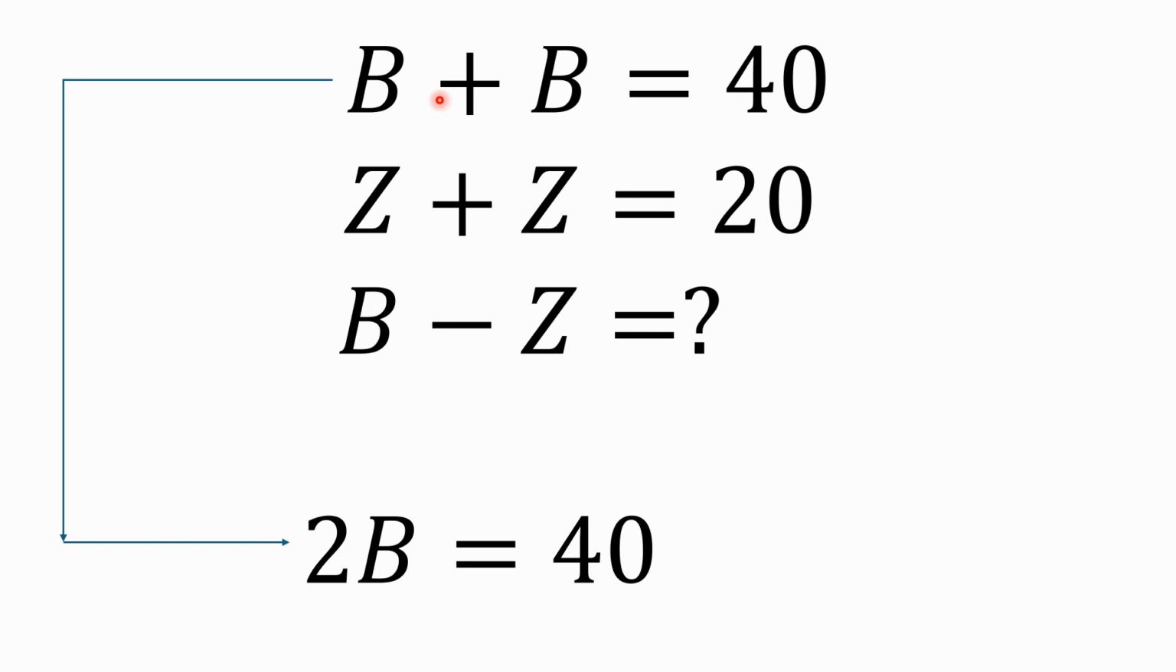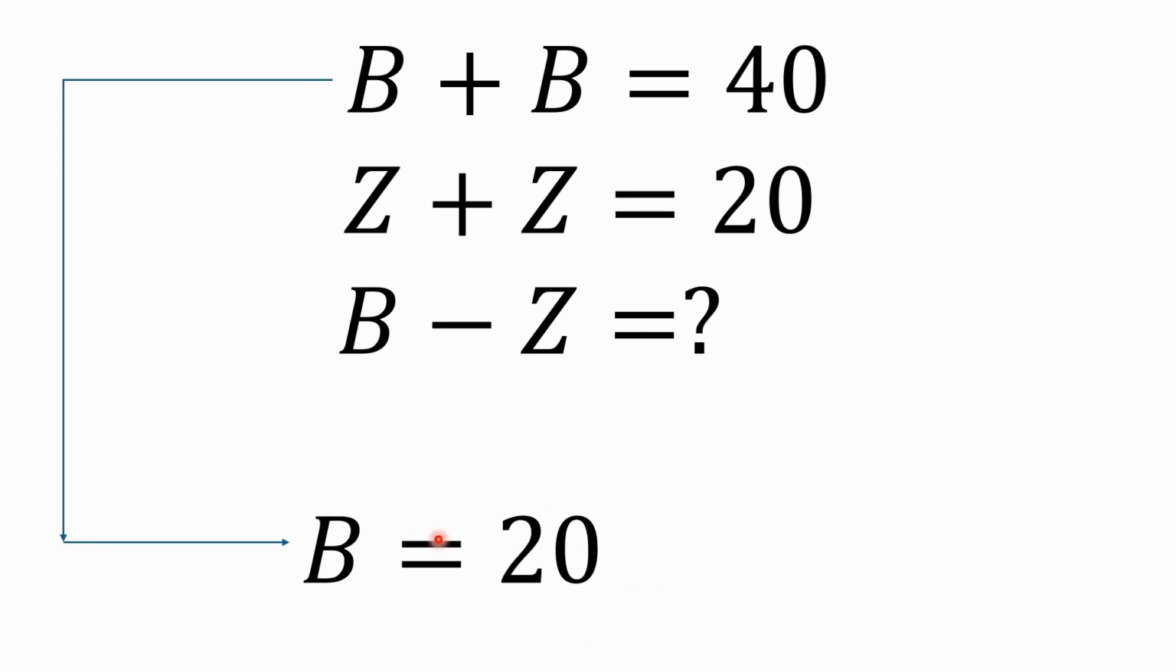B plus b equals 40, right? Well, b plus b is equivalent to 2b, or 2 times b. So 2 times b equals 40. Well, if 2 times b is 40, we can divide both sides by 2. 2b divided by 2 is just b. 40 divided by 2 would be 20. So that leaves us with b equals 20.